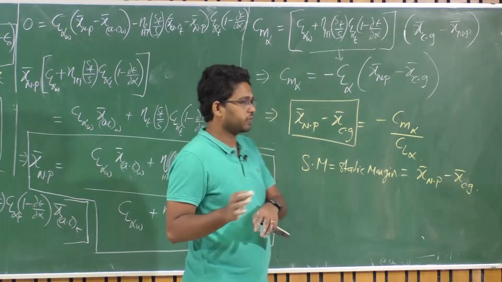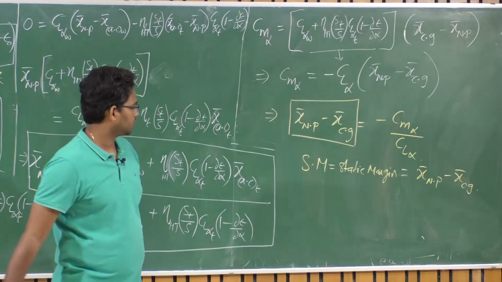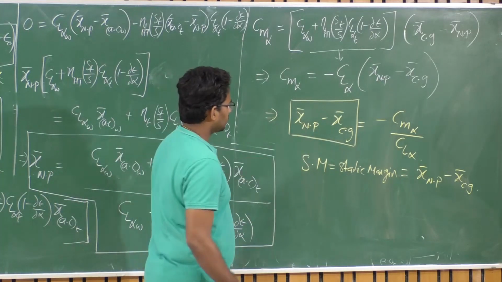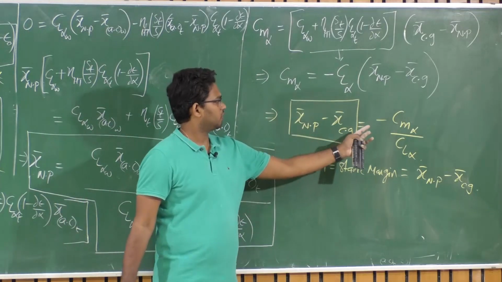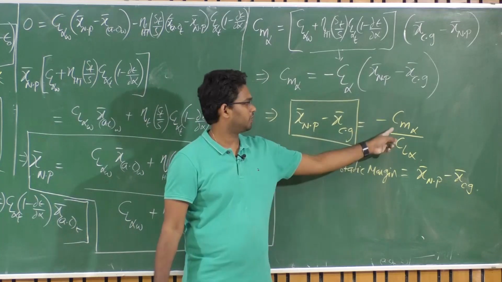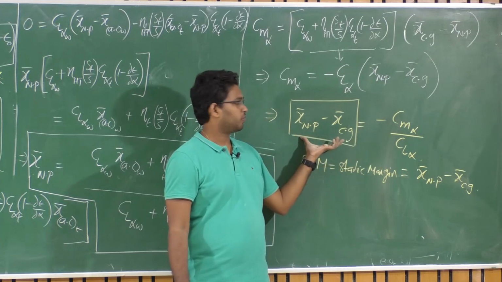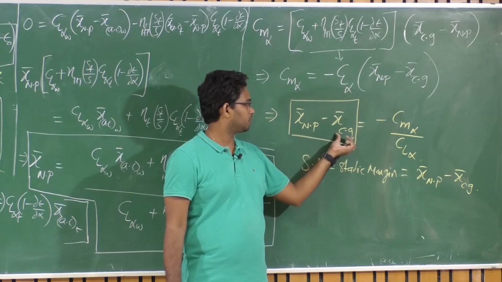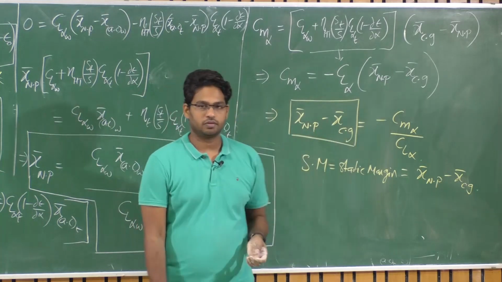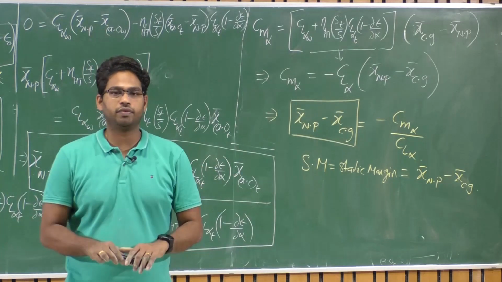While solving examples, you will be more comfortable with the terms, right? And then this is equal to minus Cm alpha upon Cl alpha. For a statically stable aircraft, Cm alpha is negative, right? Negative of negative is positive. So you will have positive static margin, which means the CG should be ahead of the neutral point. The neutral point is nothing but similar to the aerodynamic center of the entire aircraft.